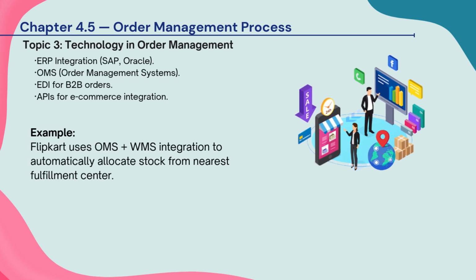This slide talks about how technology improves order management. ERP systems like SAP and Oracle connect all order data. OMS handles order processing, while EDI supports B2B orders. APIs connect e-commerce platforms smoothly. For example, Flipkart uses OMS and WMS integration to automatically assign orders to the nearest warehouse, which helps in faster delivery and better customer experience.